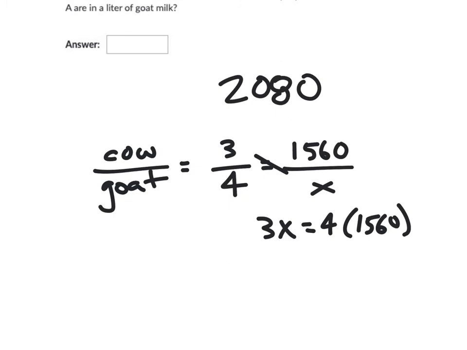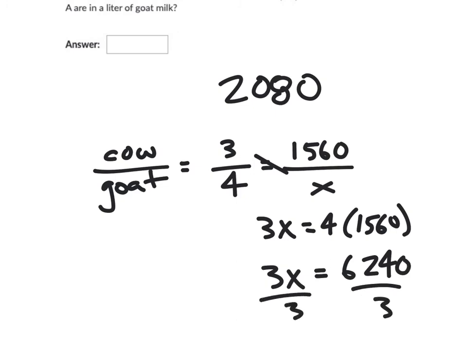4 times 1560 is 6,240. So 3x is equal to 6,240. Divide both sides by 3, and you get 2,080. Anybody do it differently than me?